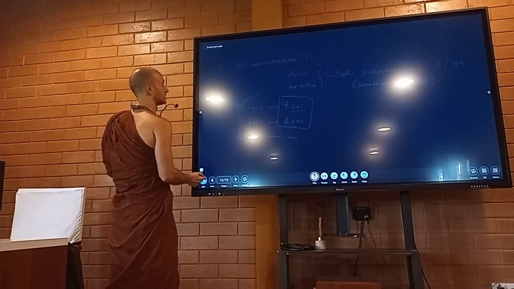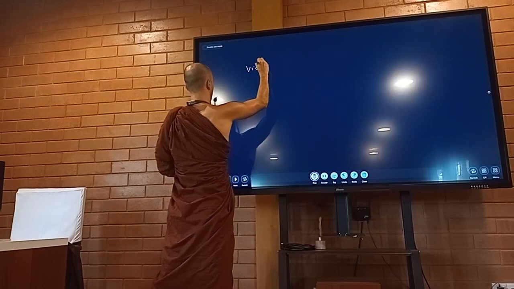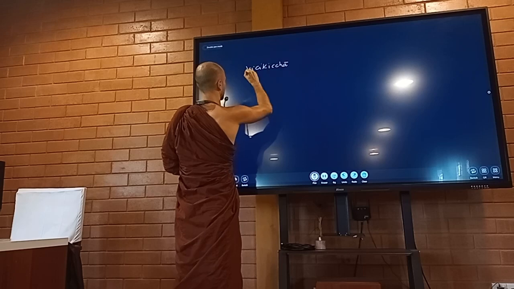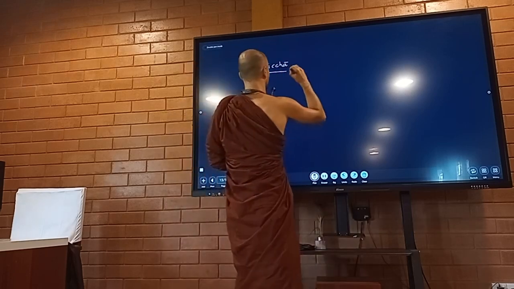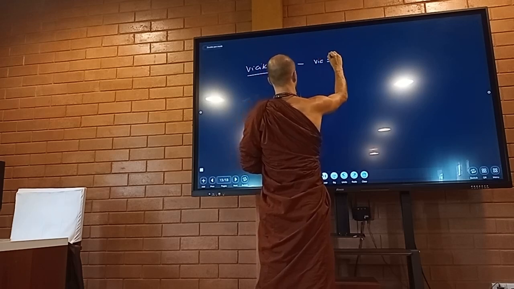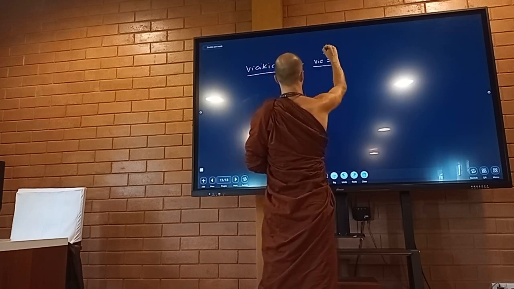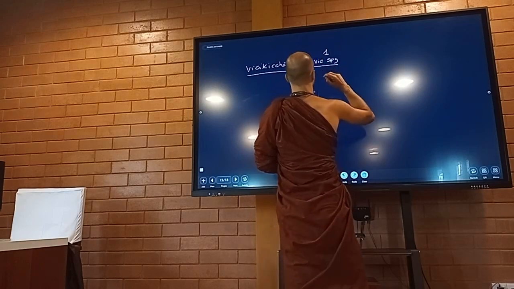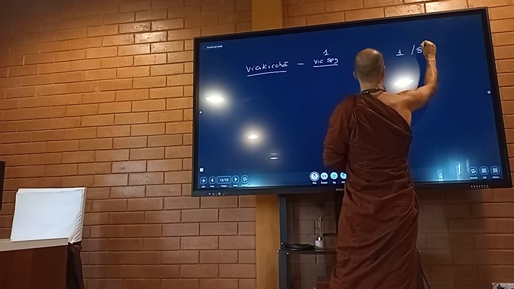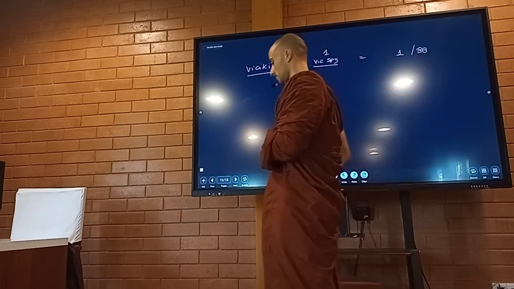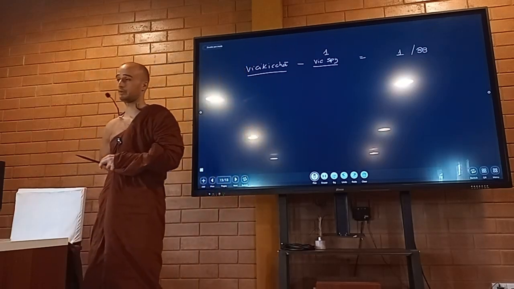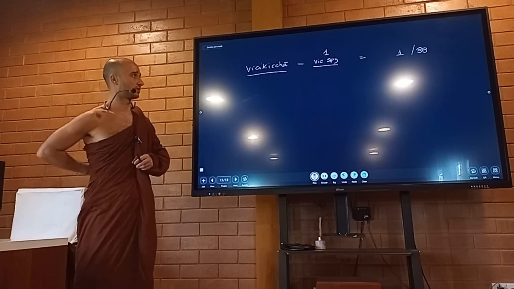Now, vichikiccha cetasika. Vichikiccha arises only in the vichikiccha sampayutta citta. Yes, only 1 citta. Finish. So it occurs in 1, does not occur in 88. Very easy. Only in its own citta, right? Vichikiccha sampayutta.